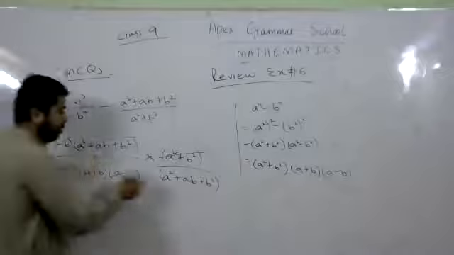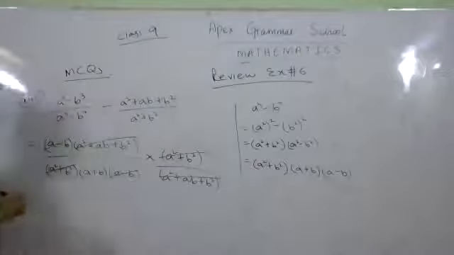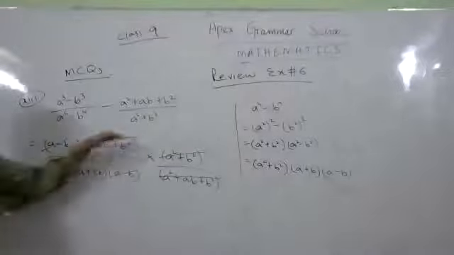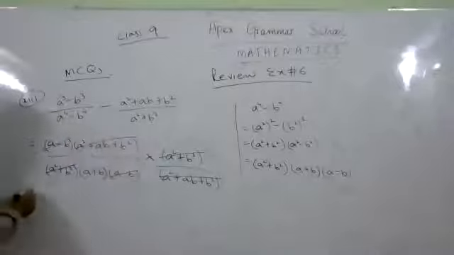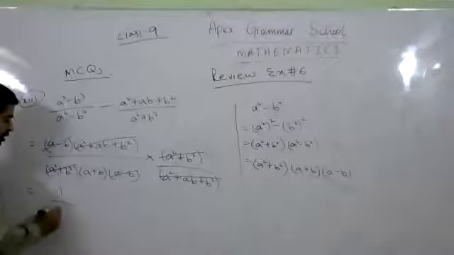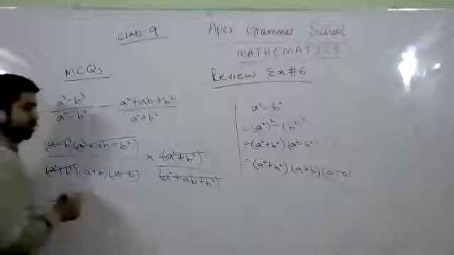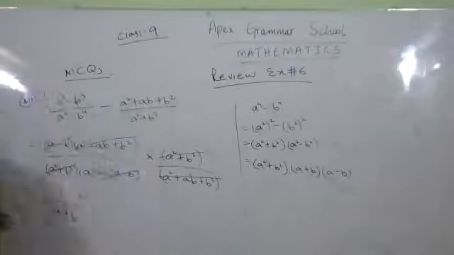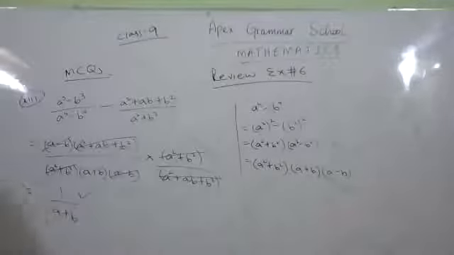This whole thing to this, and you are left with only nothing on the numerator, so 1, and in the denominator what is left. This is your correct option, 1 over a plus b. That is option number A.